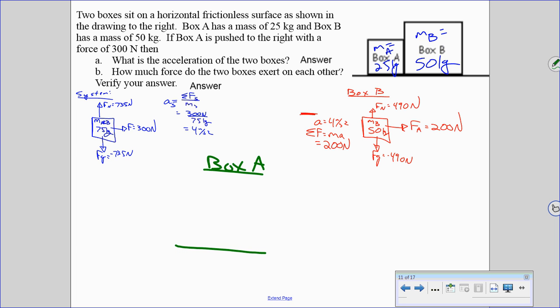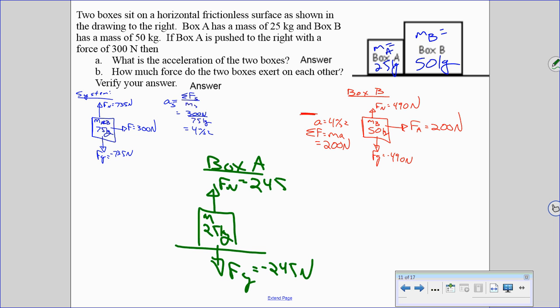Here's our box A. There's a gravitational force and a normal force. I think they're 245. I'm not going to worry about them right now. This has a mass of 25 kilograms. Remember, when you do a free body diagram, I told you to always start with your force of gravity and your mass. Your normal force should be the last vertical force you deal with. So the normal force here has to be 245.